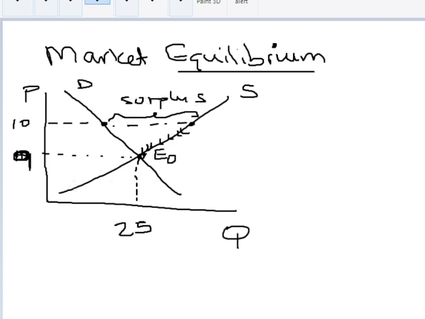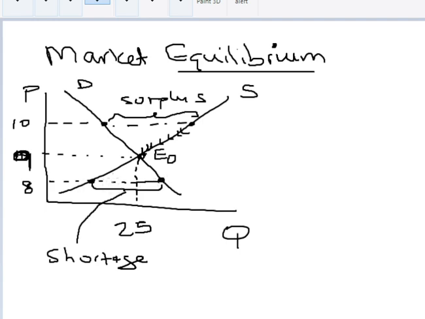Let's say we happen to be below the equilibrium. Let's say this is 8. So we happen to be down here. In this case, we have the quantity demanded is bigger than the quantity supplied. And so for that reason, we're going to have long lines because this is a shortage. So we have long lines because more buyers than sellers.